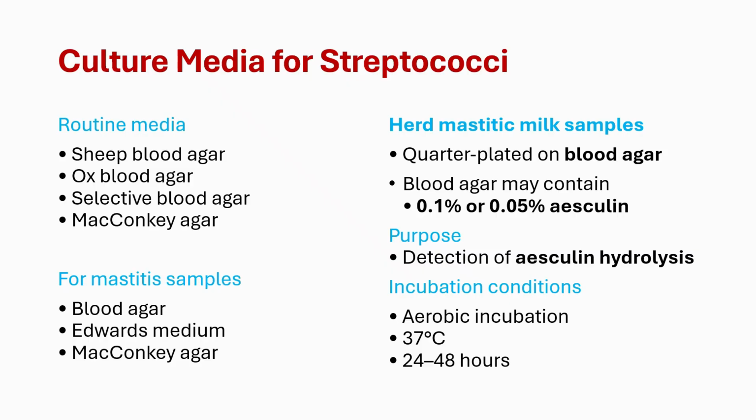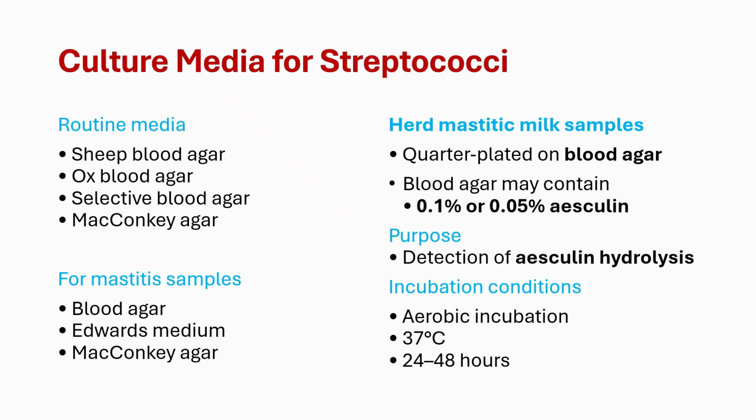Several culture media are used for the isolation of streptococci. The routine laboratory media include sheep blood agar, ox blood agar, selective blood agar, and MacConkey agar without crystal violet. For mastitis investigation, the milk samples may be inoculated on blood agar, Edwards medium, and MacConkey agar.